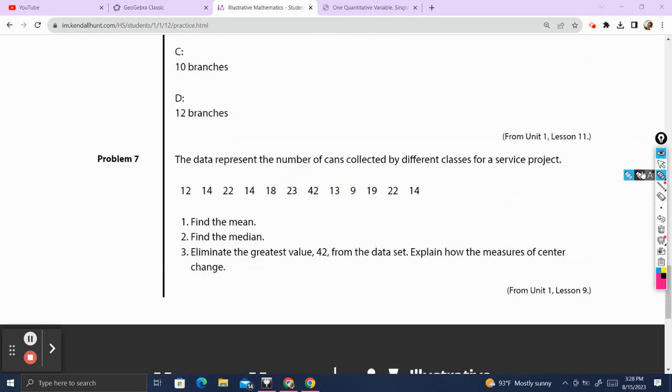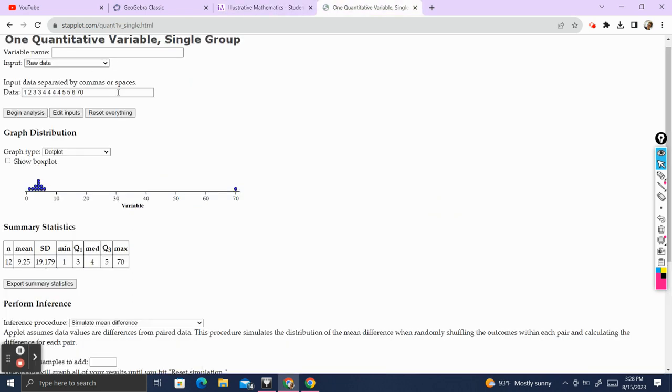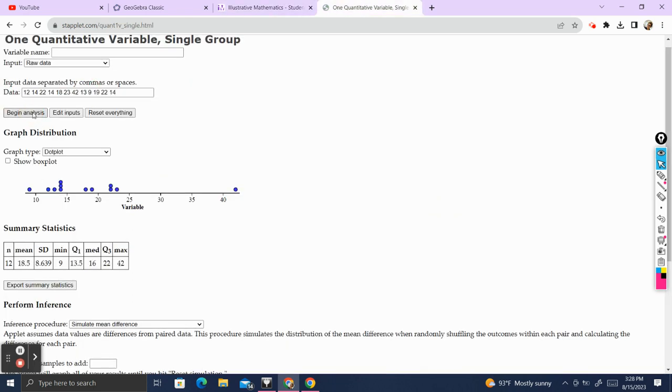Problem number 7. The data represents the number of cans collected by different classes for a service project. So we have all of this different data. Find the mean, find the median, eliminate the greatest value, 42, from the data set, and explain how the measures of center changed. Since we started to use technology to calculate the mean and the median, let's continue to do that. So I'm going to put my data in here, begin analysis, and look at it now.